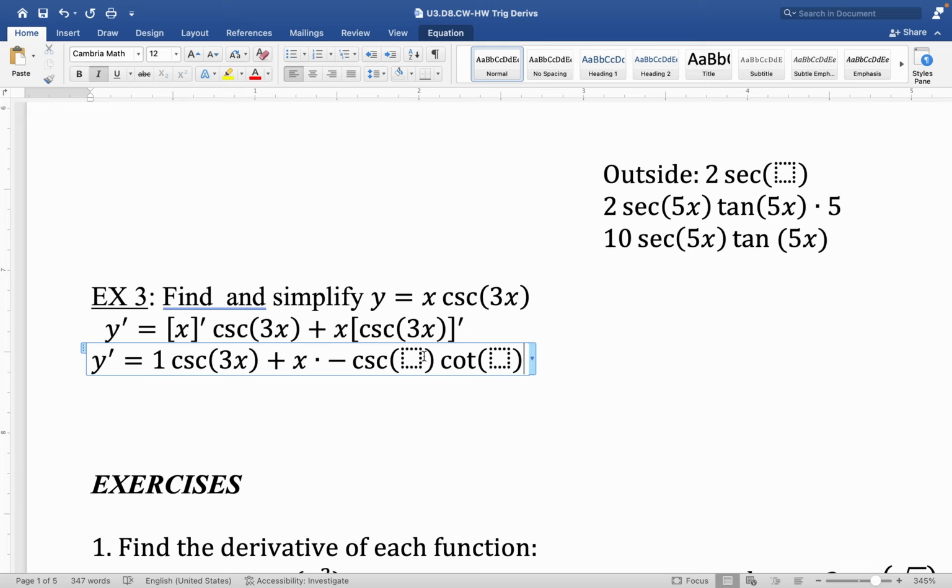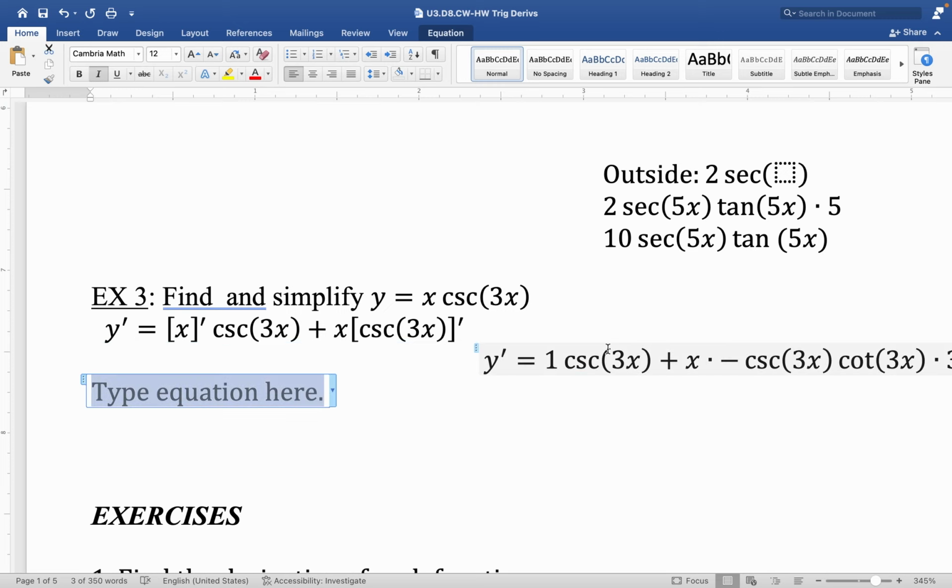What goes inside the blanks? Well, just the original inside function, 3x. It goes into both of the blanks. But then we're still not done because we still have to multiply by the derivative of the inside function, which is 3. And so that's basically the derivative. It can be cleaned up a little bit.